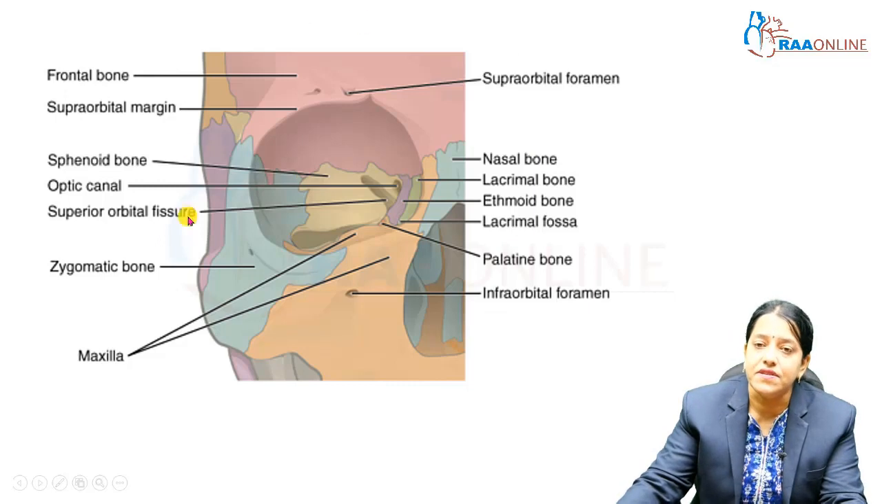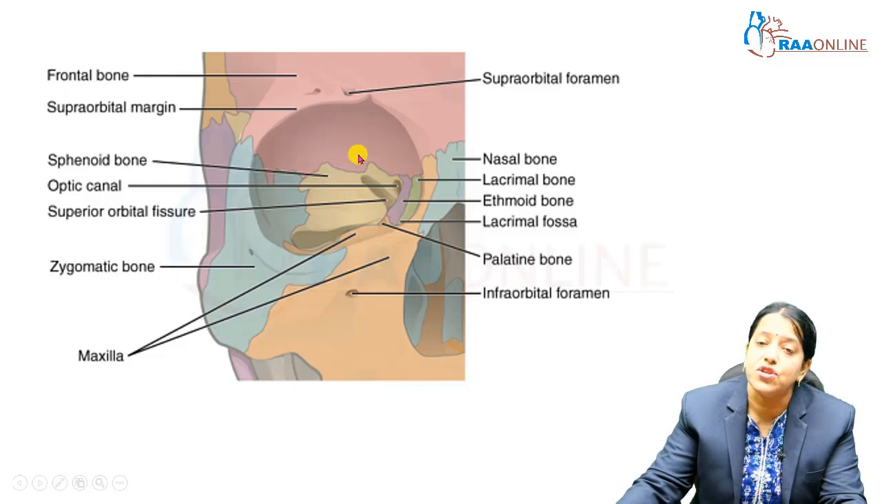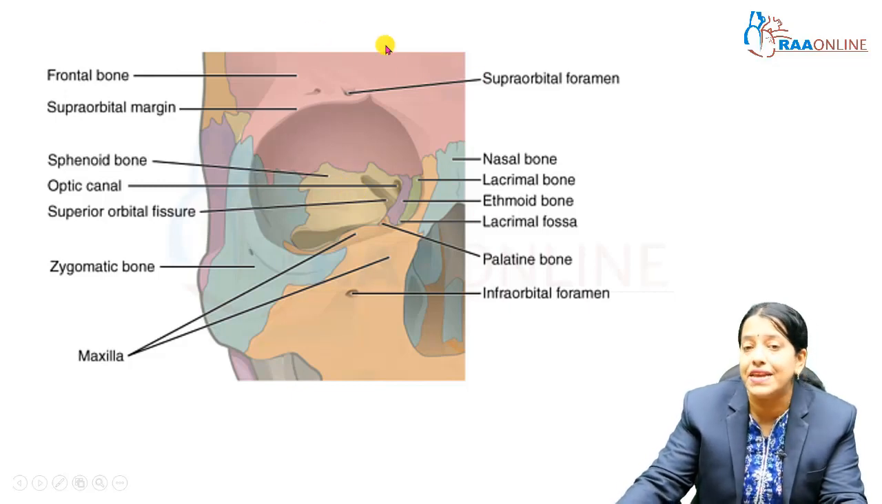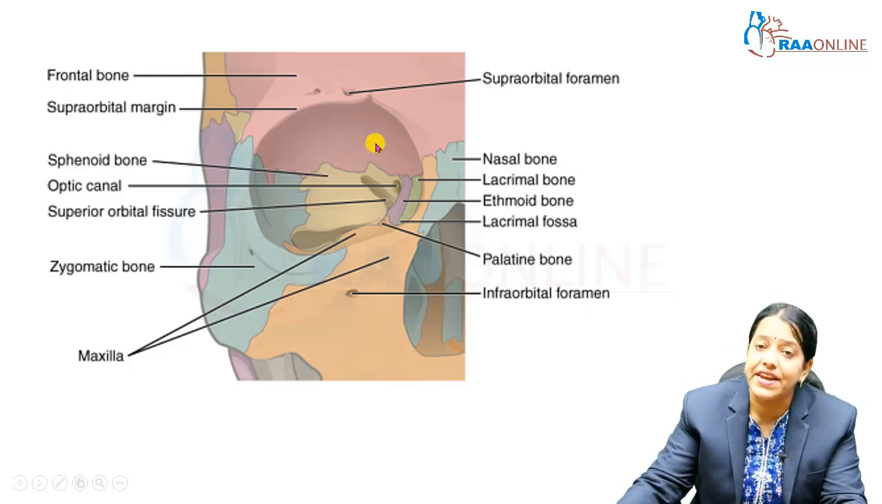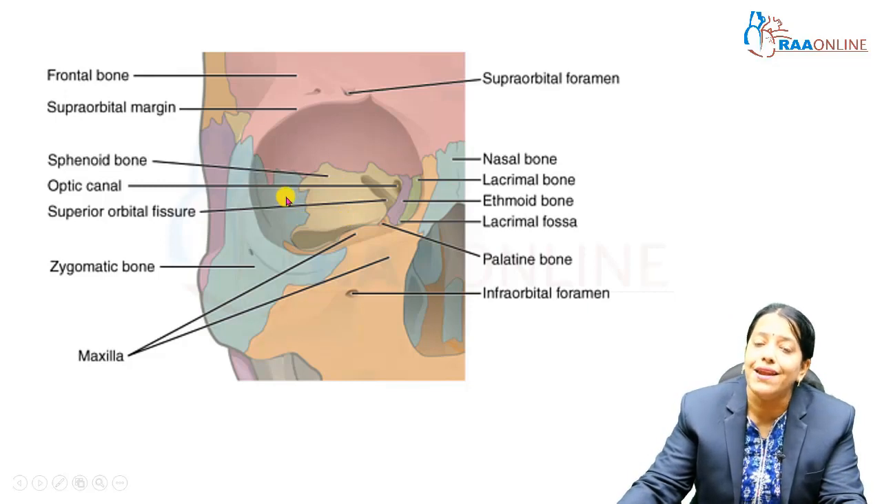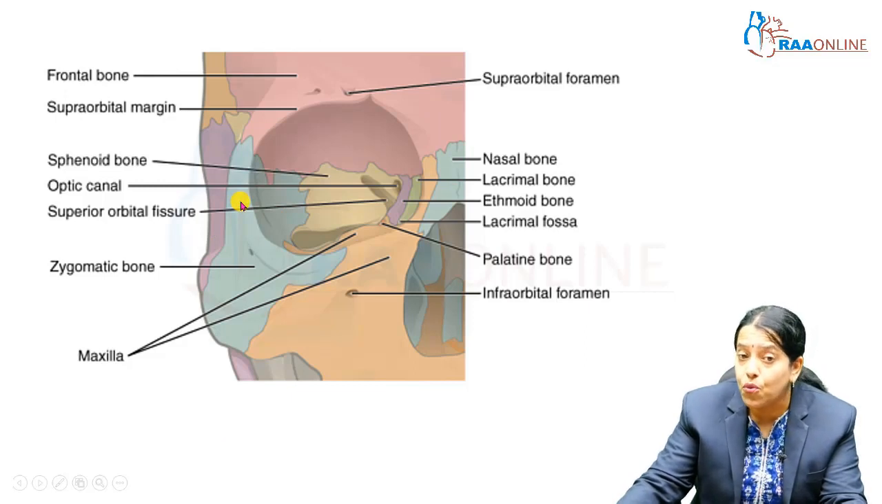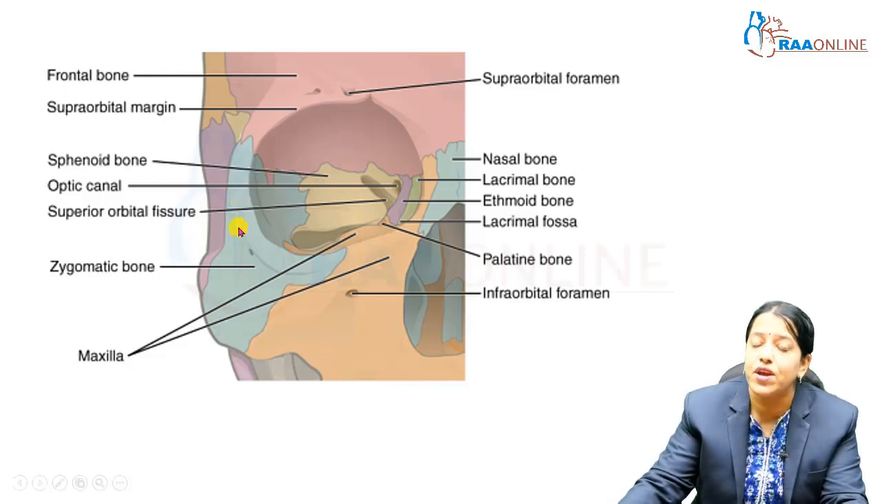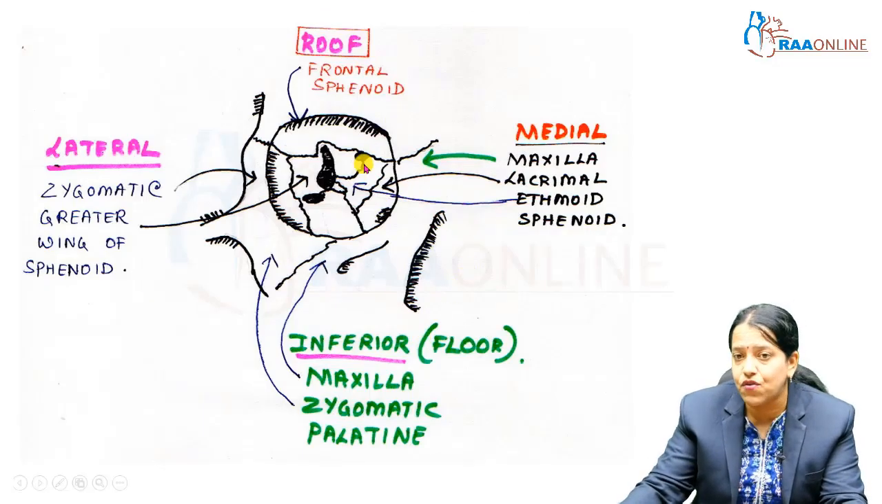So the orbit is a pyramidal shaped structure with a base which is called the orbital rim, and the base is hollow which opens onto the face. It has an apex which is directed posterior medially, and it has four sides. What are the four sides? It has a roof, it has a floor, it has a medial wall and lateral wall. So in the orbit, we will be studying about the bones which are forming the orbit before we come to the other features. So now let's see the orbit which is hand drawn over here.